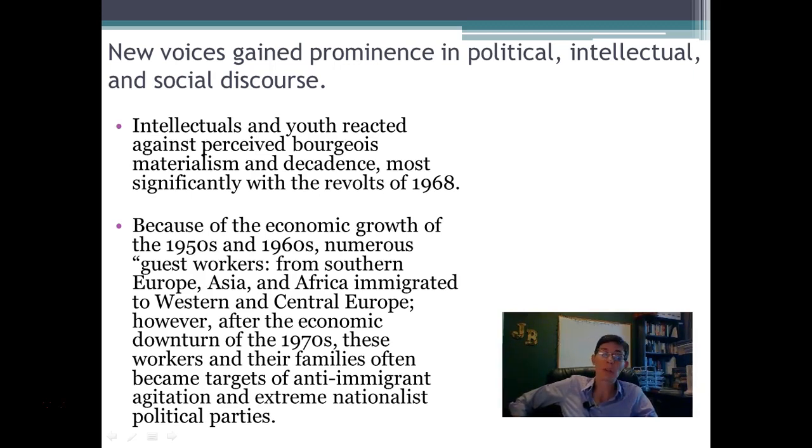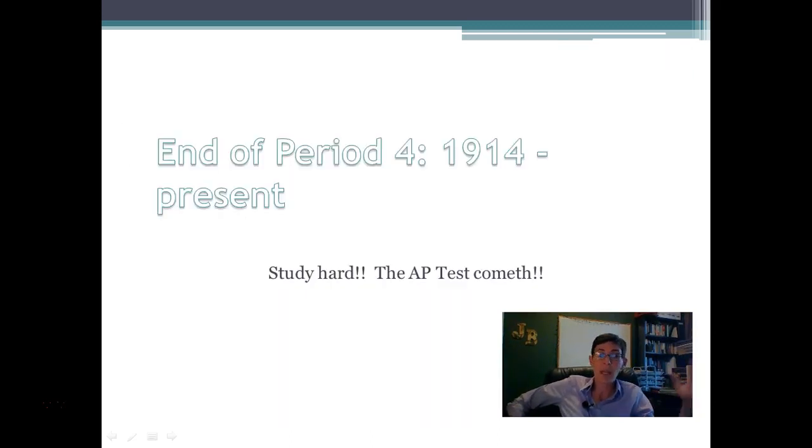However, after the economic downturn in the 1970s, these workers and their families often became targets of anti-immigrant agitation and extreme nationalist political parties. As always, when things go wrong, you need a scapegoat, okay? In most cases, a scapegoat is almost as welcome as a solution to the problem, unfortunately. And this is an issue we're dealing with today as well, given the troubling economic, political, and social realities that the world is facing. That, ladies and gentlemen, is the end of period 4.